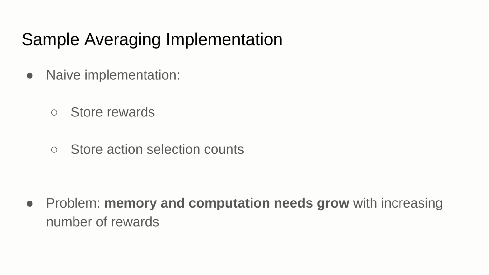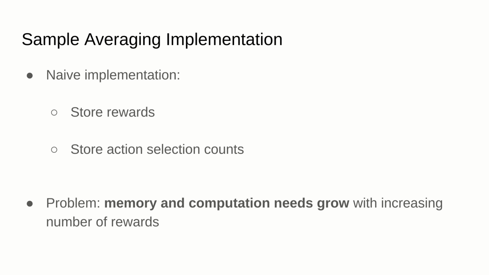Now that we understand sample averaging, we can start looking at how it can be implemented in the multi-armed bandits problem. The simplest implementation of sample averaging would be to store the rewards for each action, as well as the number of times each action was taken. Then these could be used to calculate the sample averaging formula on the previous slide.